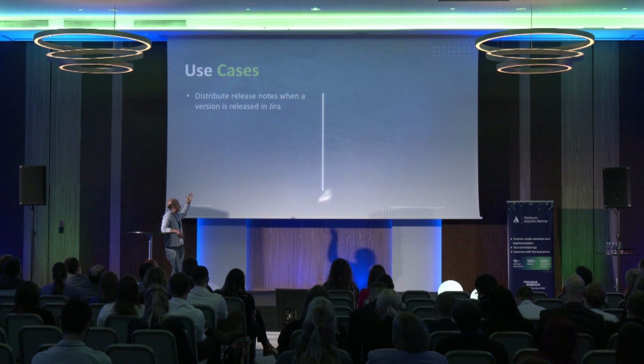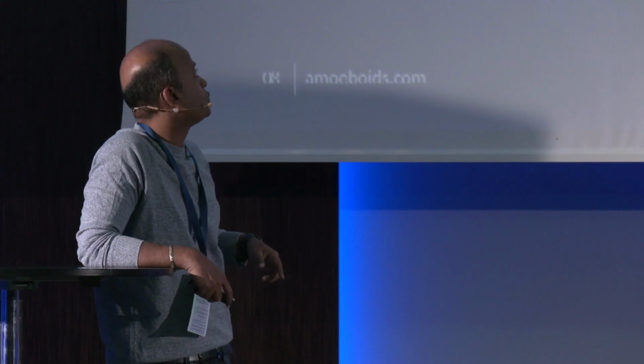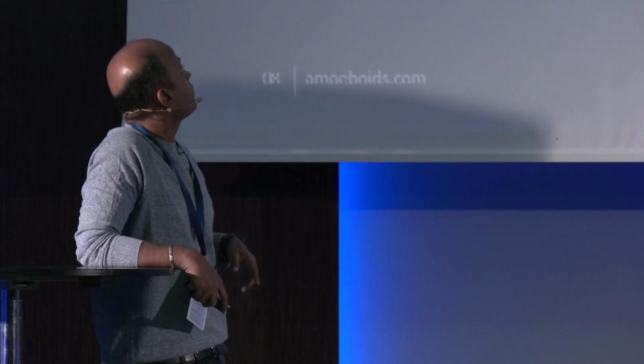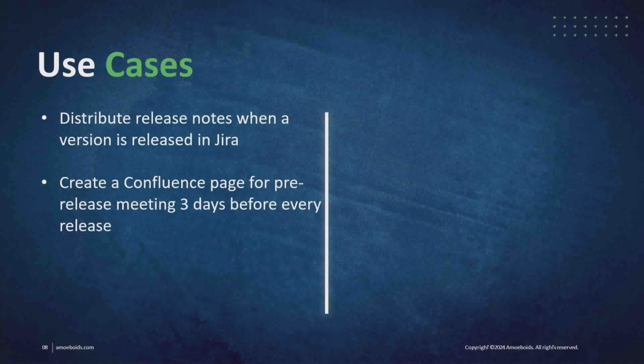This one I've already spoken about a couple of times. You can distribute release notes when a version is marked as released in Jira. The distribution can be across multiple channels. There is a slide for those channels. We'll come to it. Now, this Confluence integration that we have is probably the most loved integration.